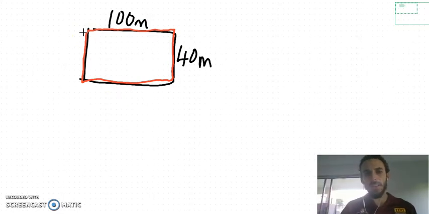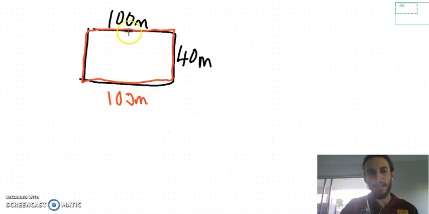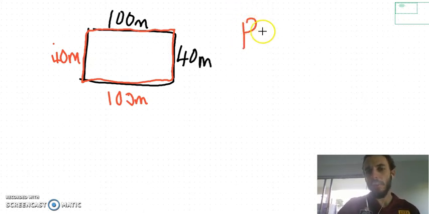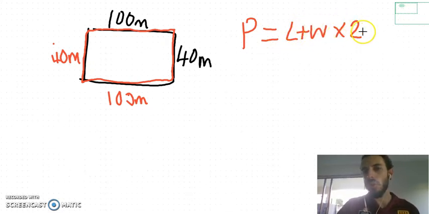So obviously we could do 100 plus 100, because we know that this missing side would be 100 meters because it's exactly the same. And we know over here, this missing one would be 40 meters. So we could do 100 plus 100 plus 40 plus 40, but I don't like it. It gets messy. It's easy to make mistakes that way. This is definitely the easiest way, and the rule that we spoke about in class: perimeter equals length plus width times 2.